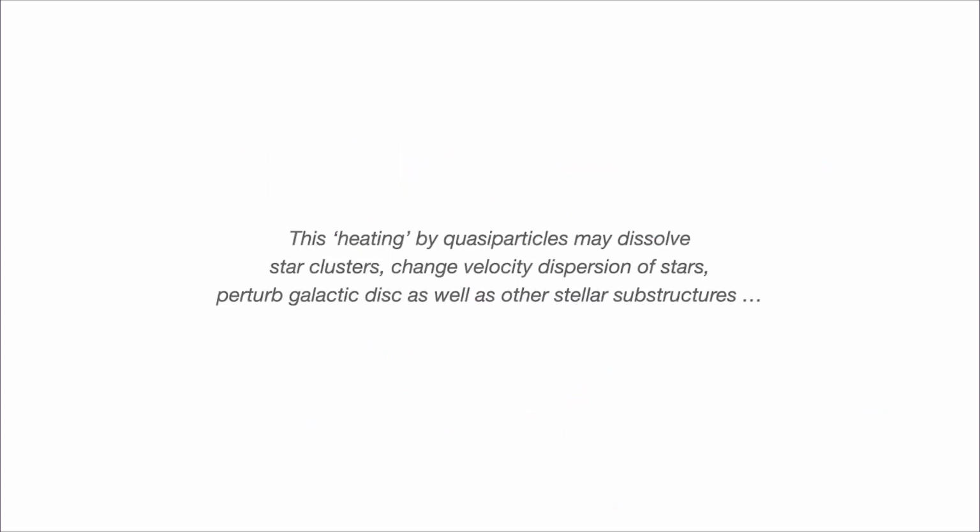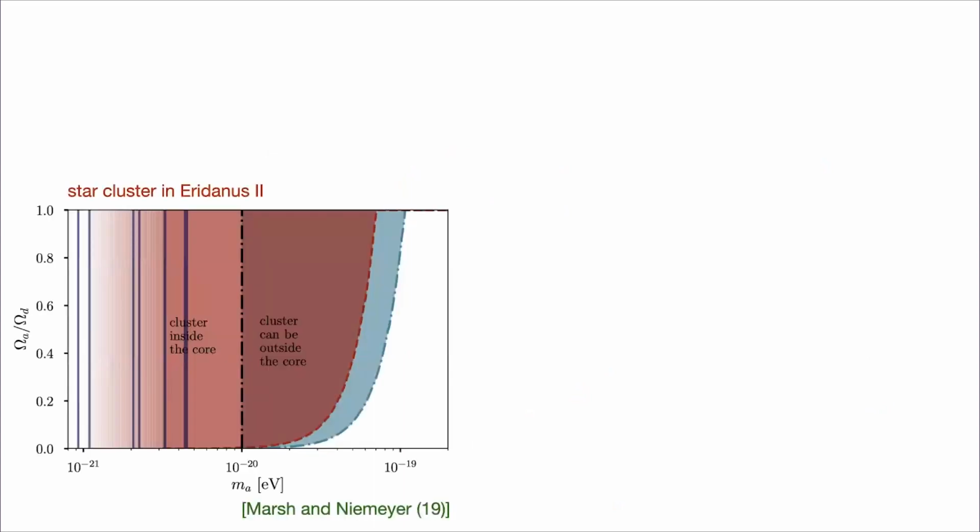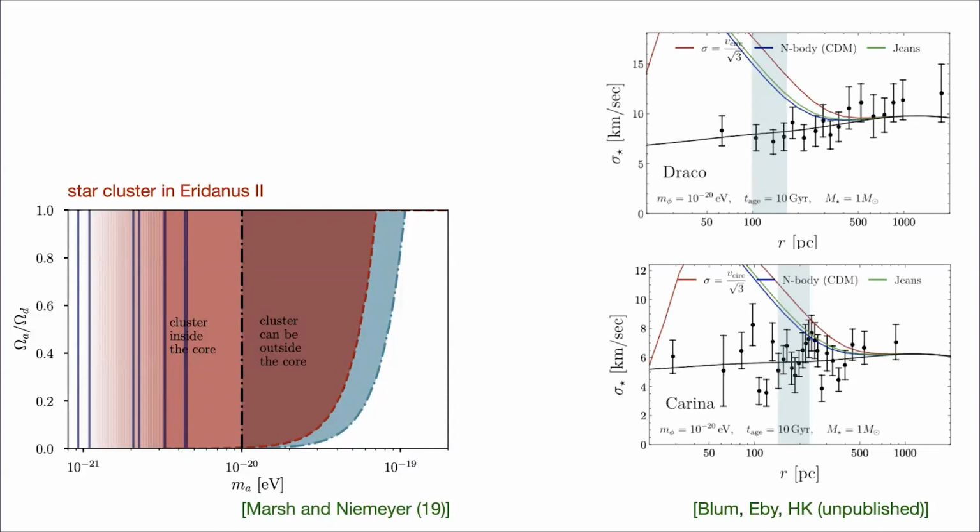And there are related studies in the past 5 or 6 years where David Marsh and Niemeyer looked at the star cluster in the Eridanus dwarf galaxy. By estimating the amount of kinetic energy injected into the star cluster, and by comparing the size of the star cluster, they were able to constrain some part of the mass range. Also, in some of the dwarf galaxies, the stellar kinematic data are pretty well known. So we know how many stars there are, and how fast they are moving in some of these dwarf galaxies. So we can also study how much energy injection there will be in this kind of dwarf galaxy in the presence of wave dark matter.